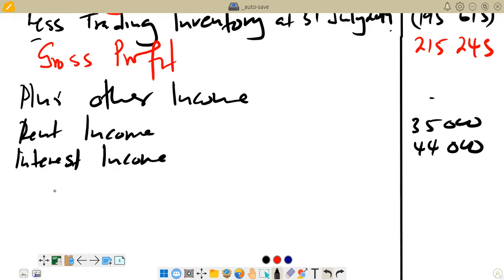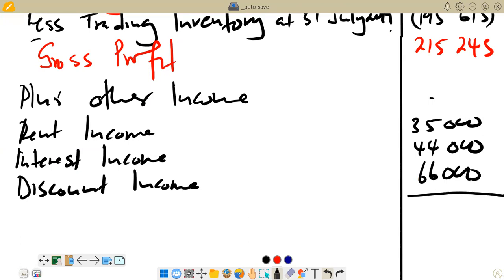Then for the last one, which is our discount income, the figure that we have for discount income is 66,000. So these are all the incomes that we have in the question. Then you can close the bracket to show the total. When we add the three now, the total is going to come here to represent the total for other income. So we're going to say 35,000 plus 44,000 plus 66,000. Then the figure that you are going to get there is 145,000.